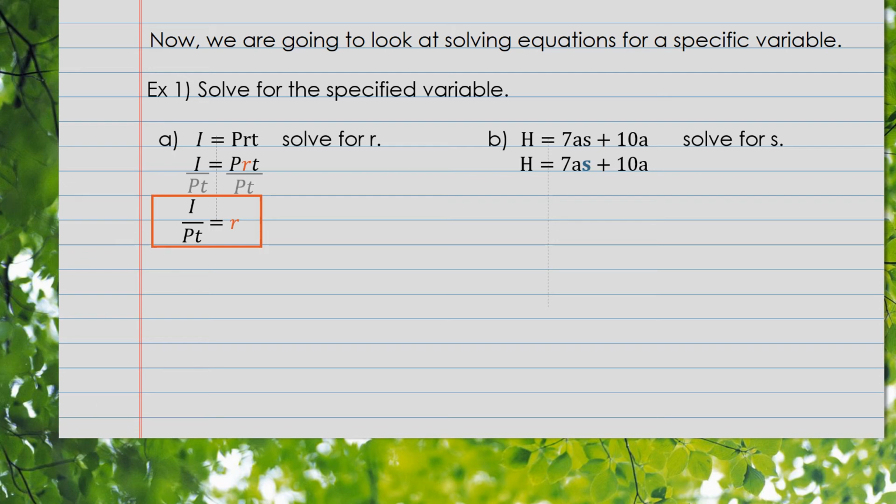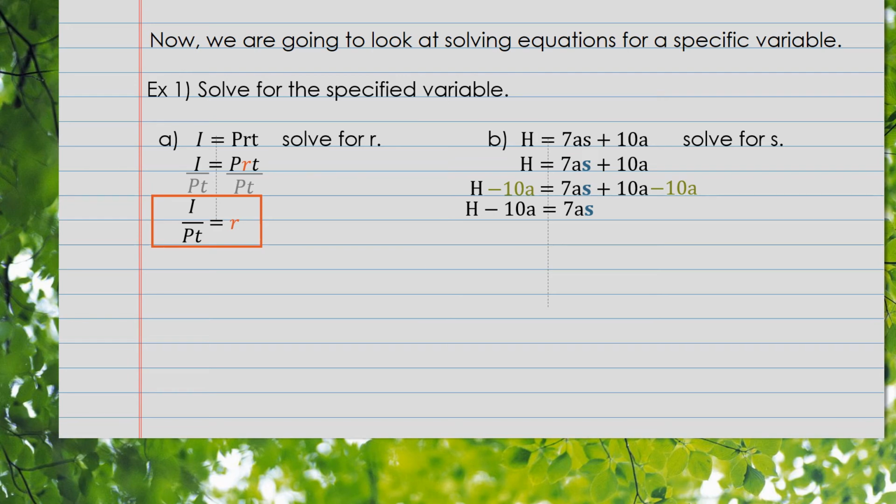And notice we have that plus 10A, which means that needs to be moved to the other side of the equation by doing the opposite operation. So the opposite of adding 10A would be to subtract 10A. As long as you do it to one side, you must do it to the other. And so we're left with H minus 10A equals 7AS.